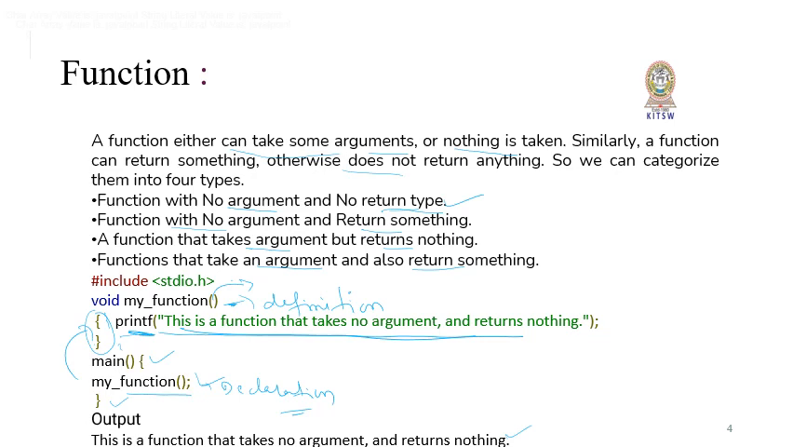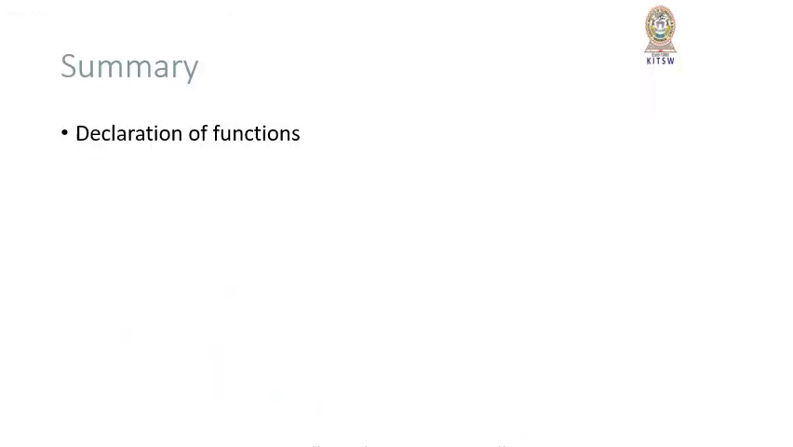So the program will be executed from main, then control will go to my function. From here it goes to the function definition, and this statement will be printed, and this will be closed, and from here it returns back to the statement after the function declaration. This is how the function will work. So we have seen the declaration of the function as part of the present lecture.